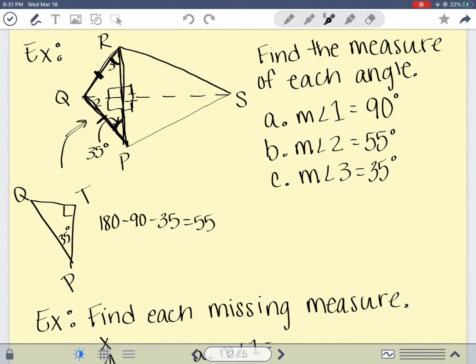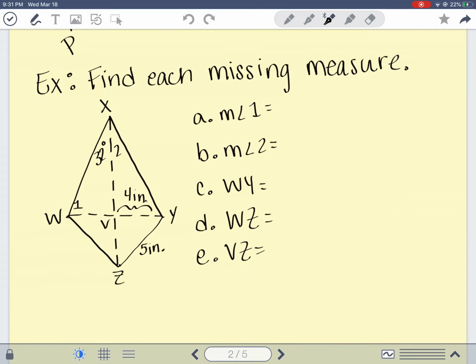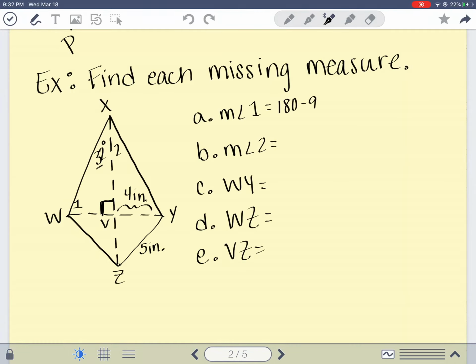All right. Our last example. This is the last one for today. Find each missing measure. So the measure of angle 1: if this angle up here is 32, and we know that on the inside right here our diagonals make 90, we can do 180 minus our 90 and minus our 32, and we get that the measure of angle 1 is 58 degrees.